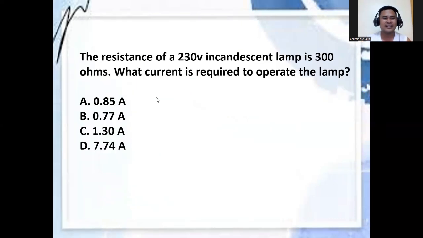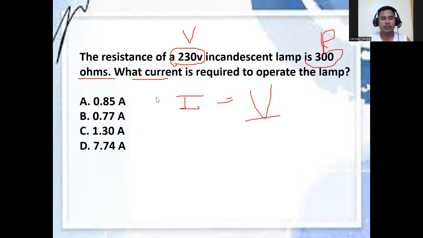Eto tayo ngayon. The resistance of a lamp, 230 volts. This is our supply. Kapag volts, automatic voltage po yan. Tama? And 300 ohms, kapag ohms, automatic resistance po yan. Now, what is the current required to operate the lamp? Current is equal to voltage divided by resistance.